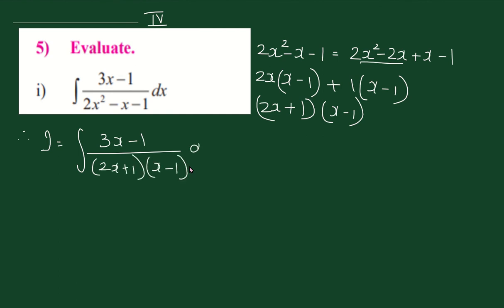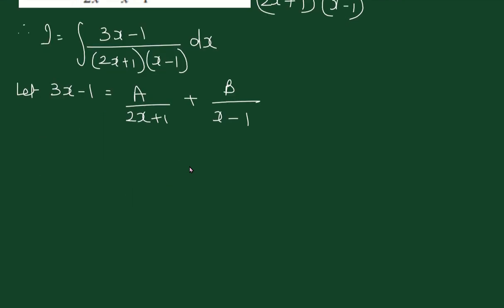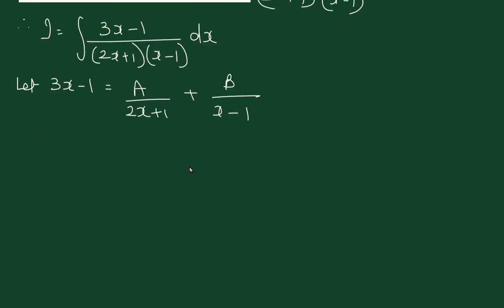So therefore our integral becomes the integral of 3x minus 1 upon 2x plus 1 into x minus 1 dx. And now we can write, let 3x minus 1 upon the denominator be equal to a upon 2x plus 1 plus b upon x minus 1. Now you know very well to cross multiply and cancel out the terms. Oh, over here we are supposed to write the denominator as well.